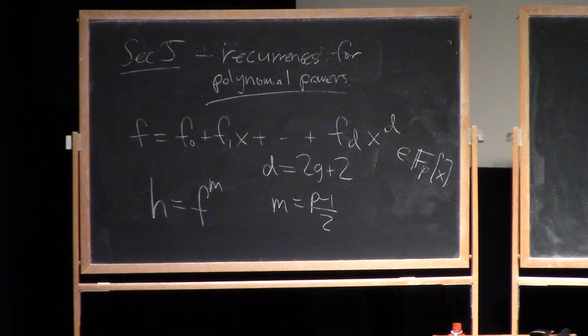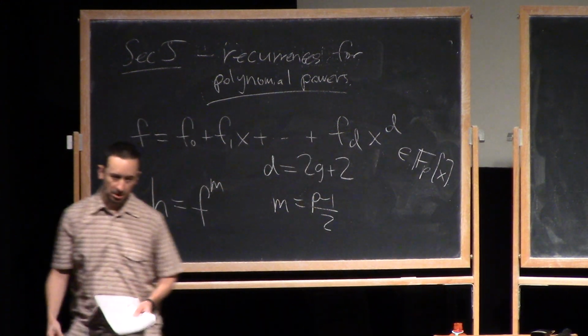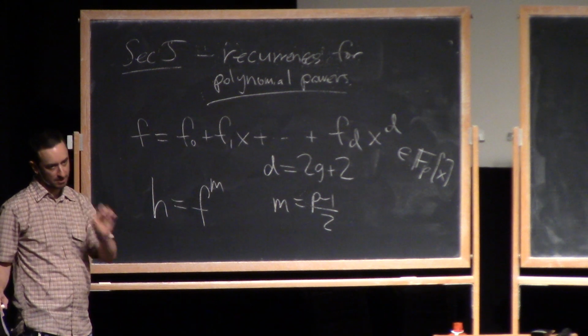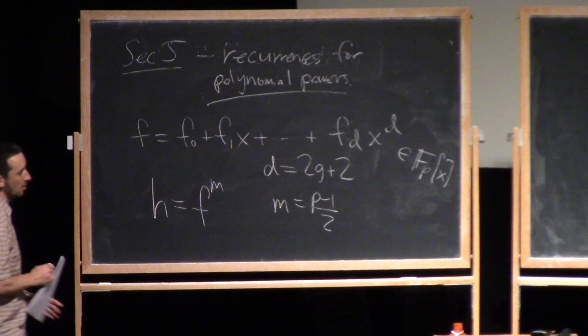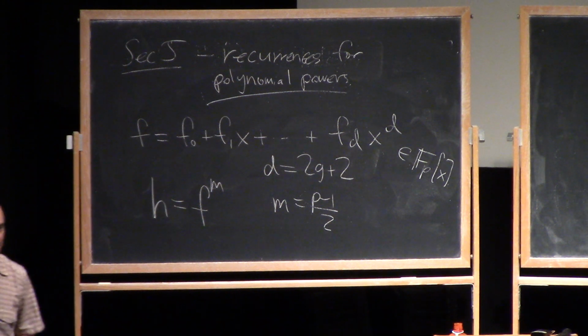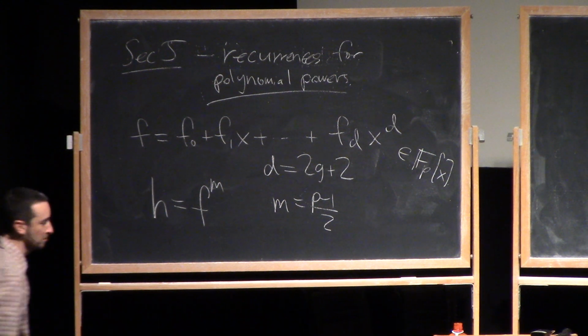Okay, and remember what our goal is. Our goal is to compute certain coefficients of h. We've got this big polynomial, we only want a few coefficients. And what I want to do in this section is develop some recurrences for the coefficients of h. And then we're going to use these recurrences to throw some interesting algorithms at the problem of computing these coefficients.